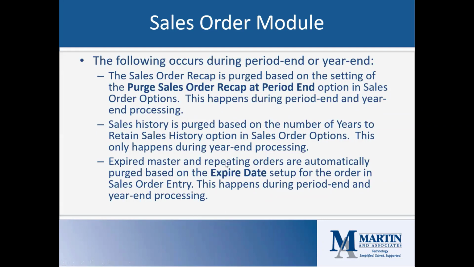Any expired master or repeating orders are automatically purged based on the expire dates. Okay. So if you have any master orders or repeating orders out there, you have an expire date on those, and they will get purged out if they have an expire date on or before the period that you're closing.